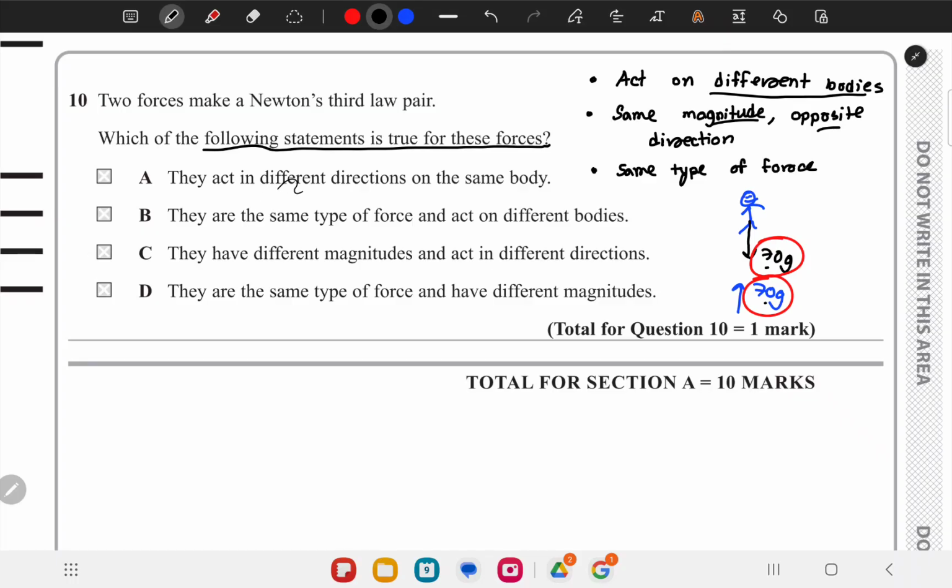So if I look at the conditions over here, it says that same body. This is wrong. For B, we are told that this is the same type of force. This is correct. And different bodies, this is also correct. So B is correct. If I explode the other options, we are told that different magnitudes. This is wrong. Different directions is right. We are told that it's the same type of force. This is right. But they don't have different magnitudes.